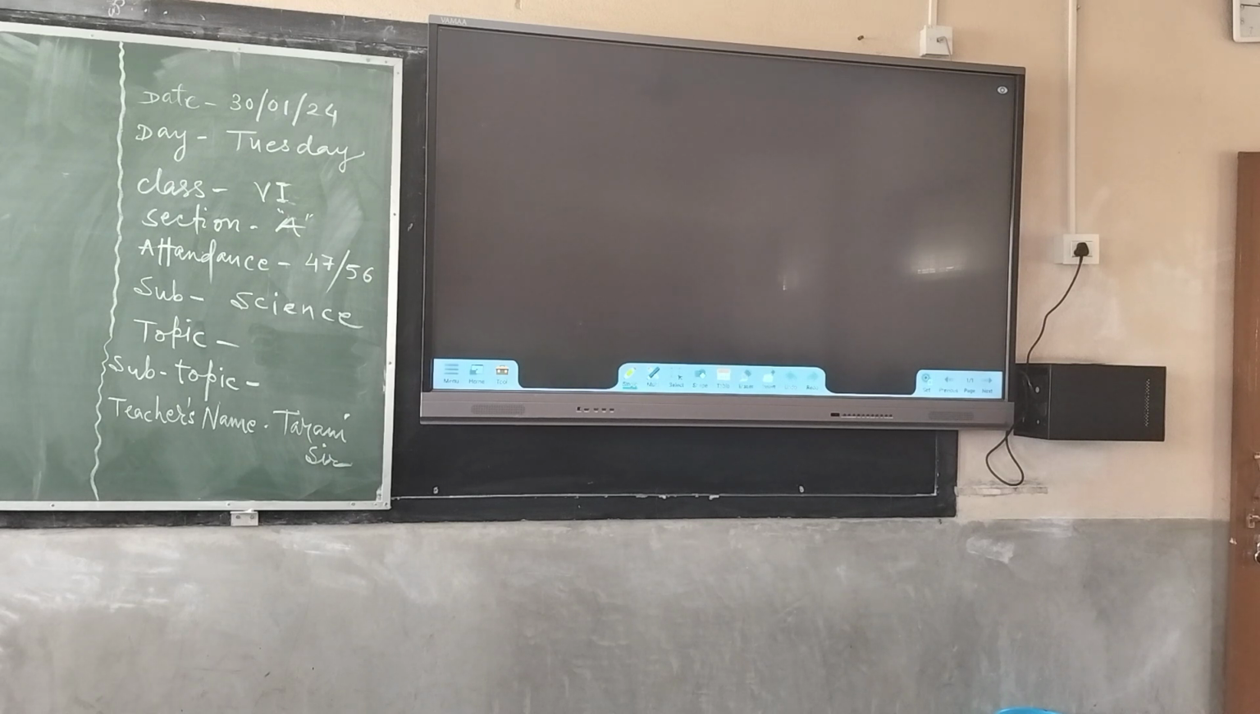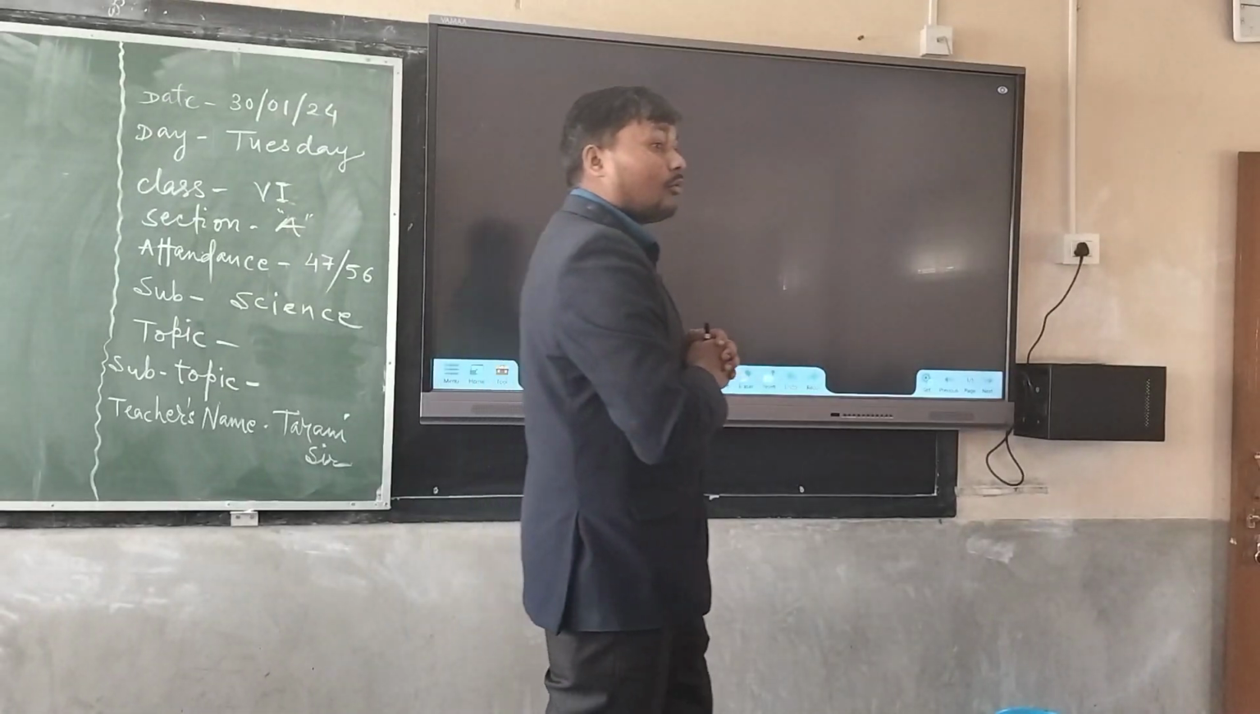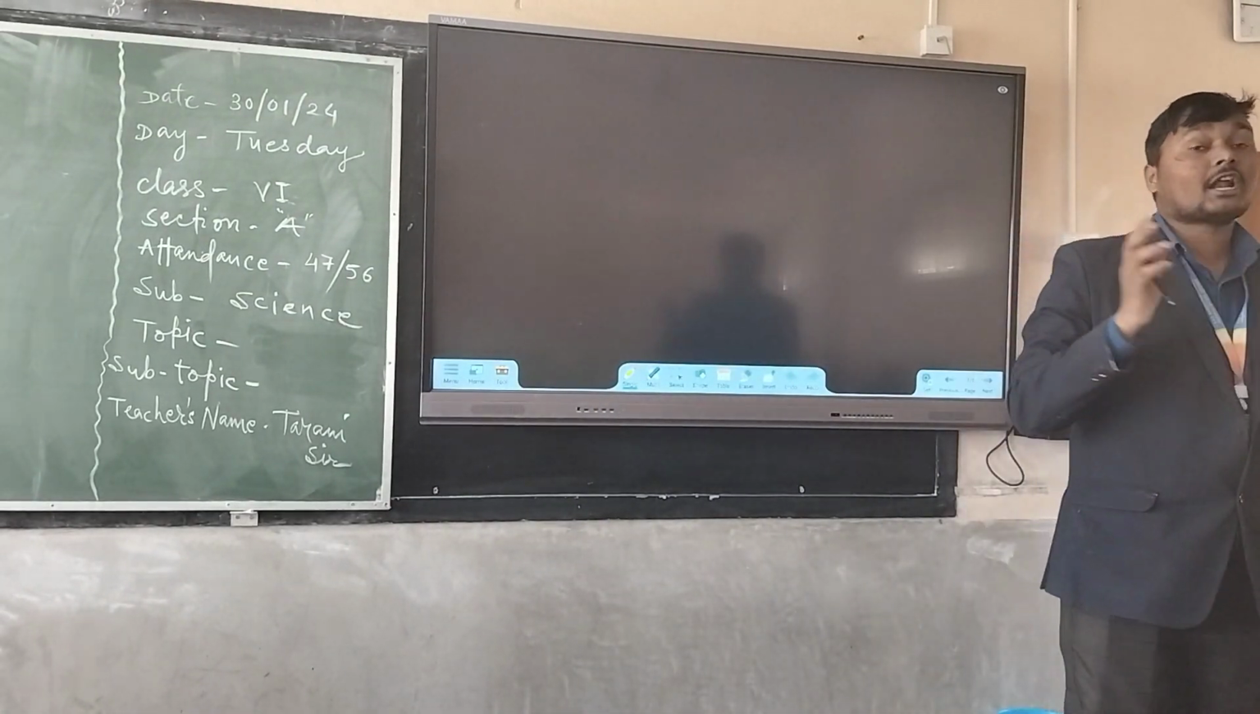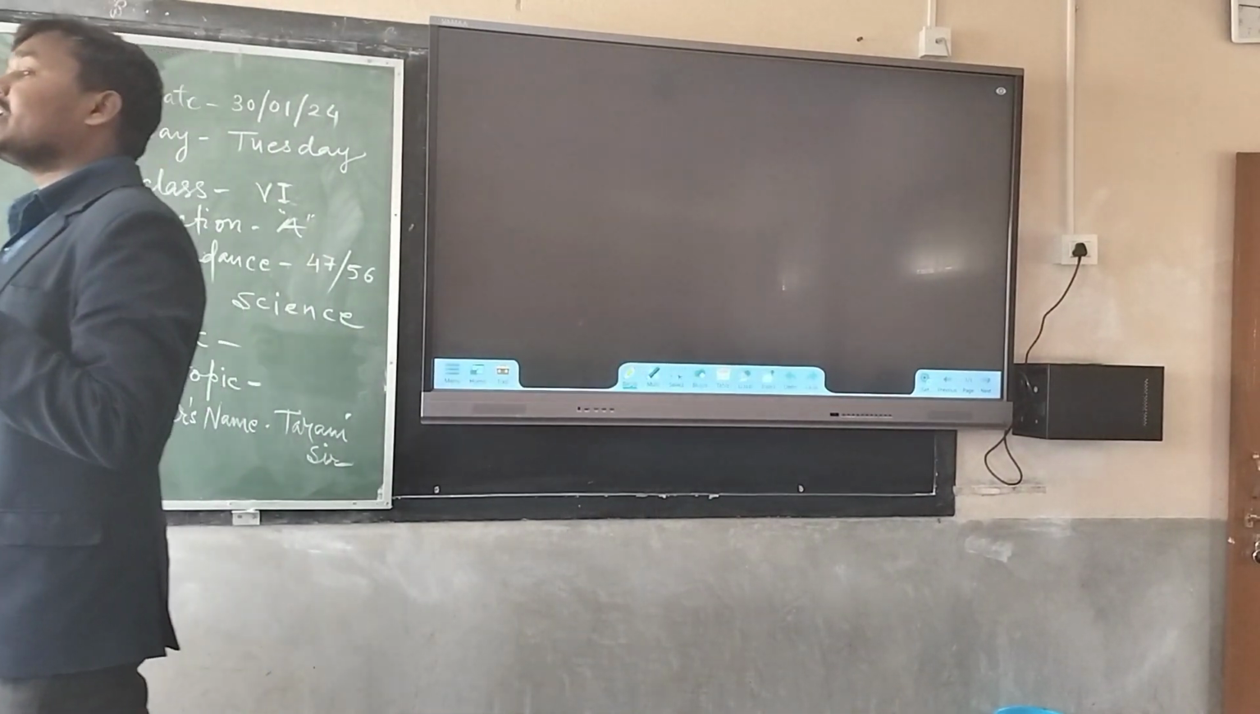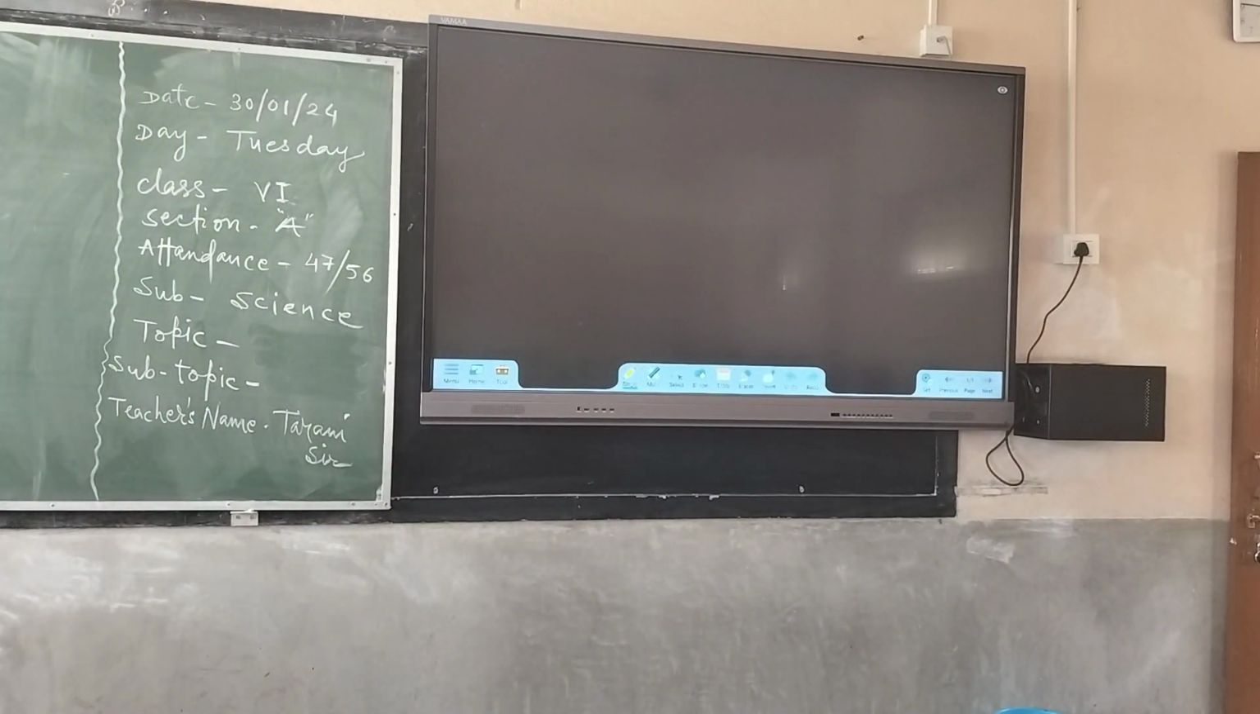Then what happens if we come to a room where no light is switched on? Sir, we are not able to see anything. Now, can anyone say why we are not able to see the things around us, whether they are in front of us or behind us, when the room is completely dark? In the absence of what? Light. Very good.